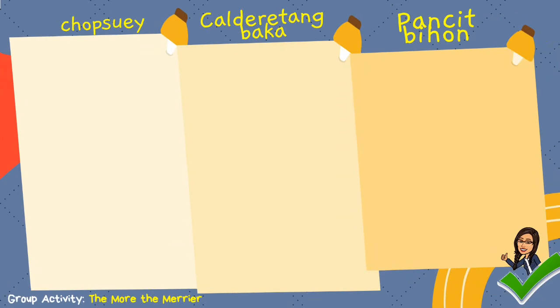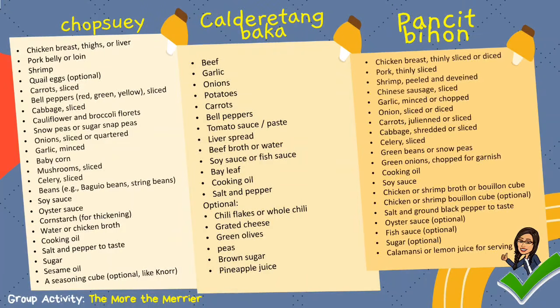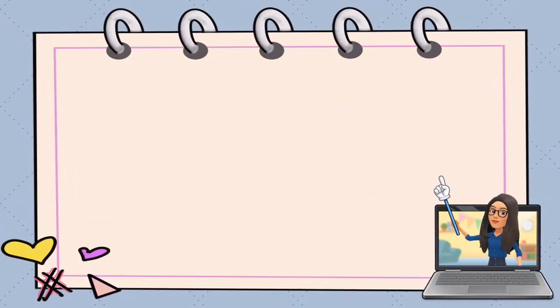For checking purposes, I got here the list of ingredients for each dish. I hope you were able to list down at least 10 of the ingredients. What you just did was to make you realize how quick you are now at taking down notes.